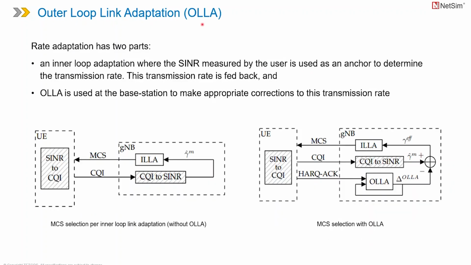Let's look at OLLA in some depth. Rate adaptation in NetSim is in 2 parts. Let's look at the figures. On the left is the inner loop adaptation based on the SINR. The UE sends back the CQI to the gNodeB based on the SINR it receives in the downlink. Based on the CQI, the gNodeB adapts its MCS. On the right is the outer loop link adaptation algorithm. This is used at the base station to make further adjustments to the MCS based on the inner loop algorithm. As you can see, the inner loop algorithm only uses SINR and doesn't take into account block errors. Here is where OLLA comes in. OLLA adjusts the modulation and coding scheme to maintain the average BLER equal to the target set by the user. We explain this working in the next slide.